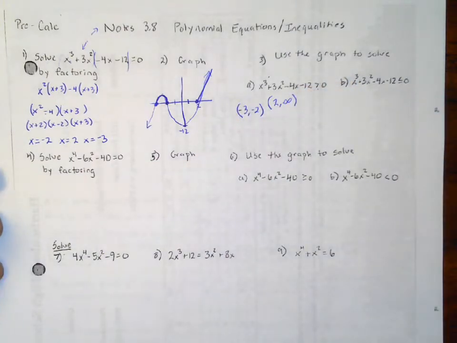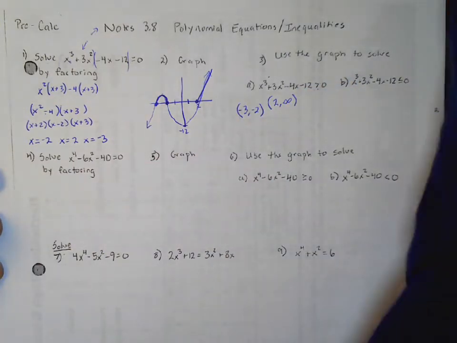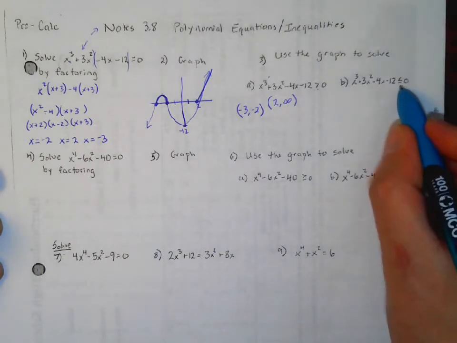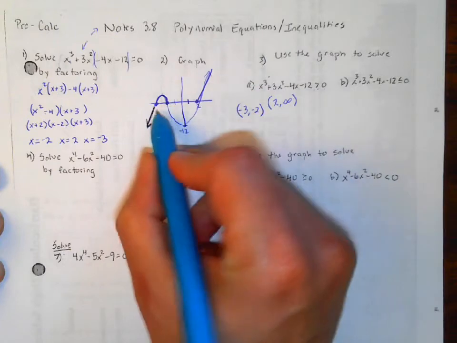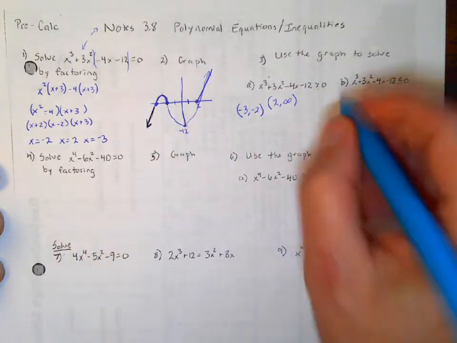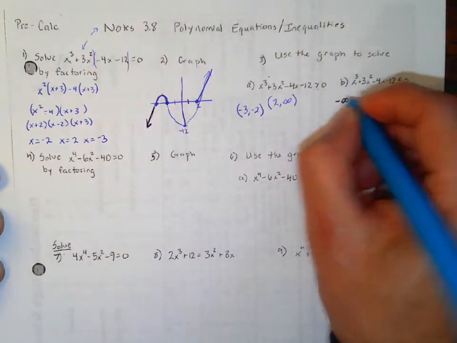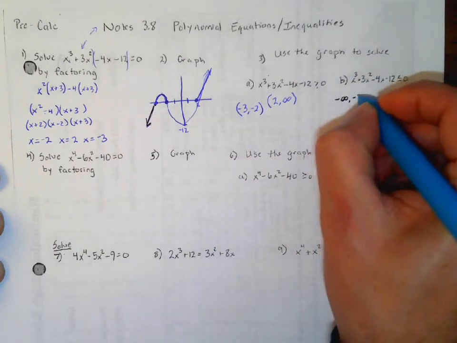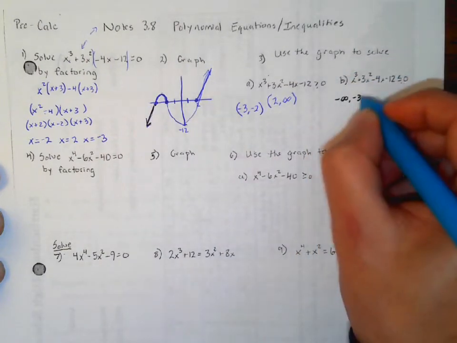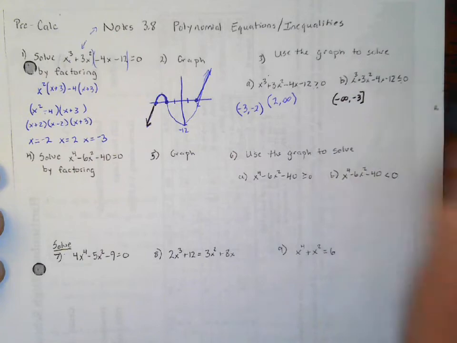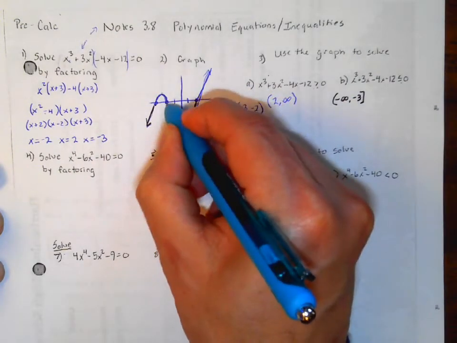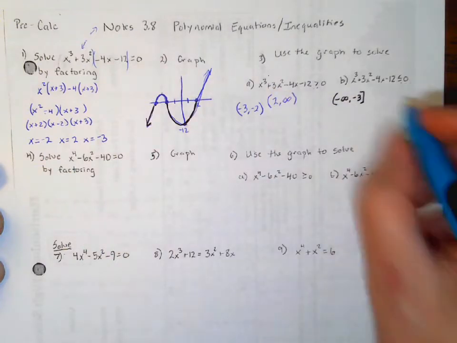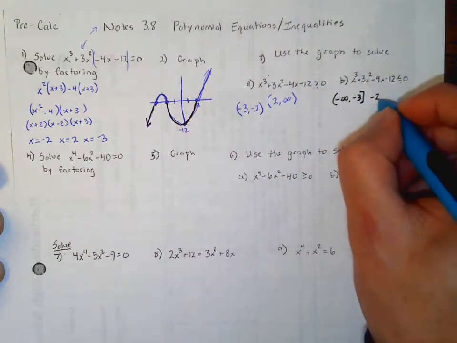Okay, so the next one says, where is it less than or equal to 0? So right here, these points would have y's that are less than. So that's from negative infinity to negative 3. And it's or equal to, so we're going to include the negative 3. Also right here, all these outputs are less than 0. So between negative 2 and 2.